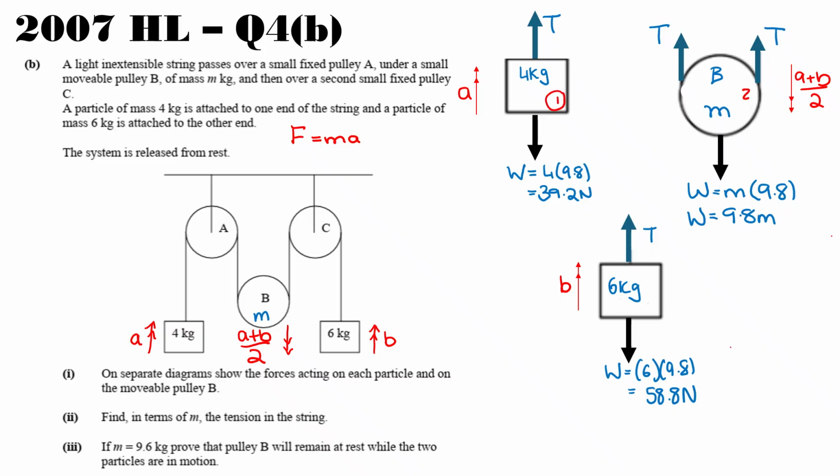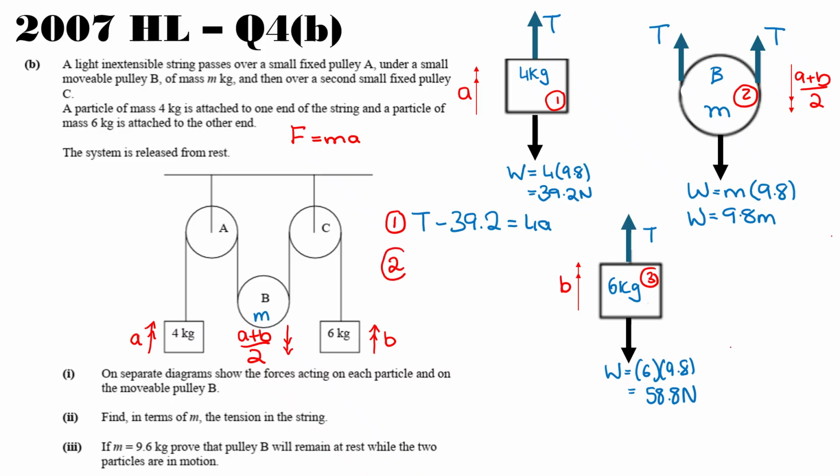I'm going to call this 1, I'm going to call this 2, and I'm going to call this 3, just because the two particles, the 4 kg and 6 kg, don't have names the way that B does. So I'm just going to call them 1, 2, 3. And this becomes T minus 39.2 equals 4A.